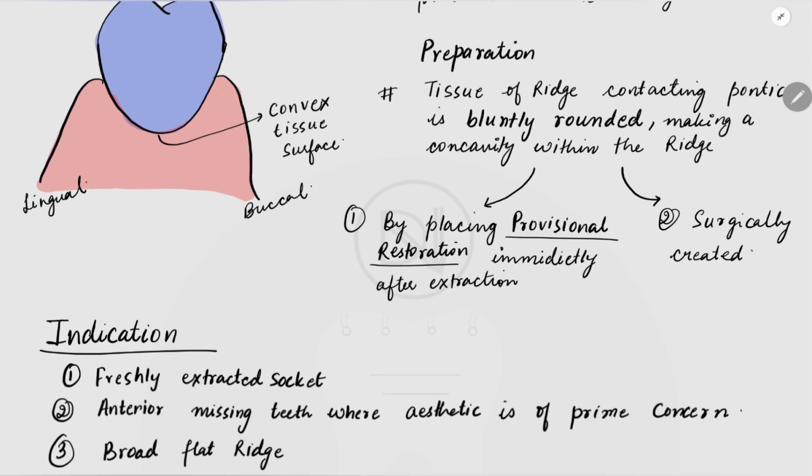Now coming to the indication. So it can be used in a freshly extracted socket by placing a provisional restoration. In anterior missing teeth where aesthetic is of prime concern, you can use it in those cases. And in the broad flat ridge, what happens is that the vertical space is very less for the Pontics. So you can surgically prepare a depression and place the Pontic inside so that you can increase the vertical height for the Pontic. So these are the reasons where you can use this kind of Pontic.